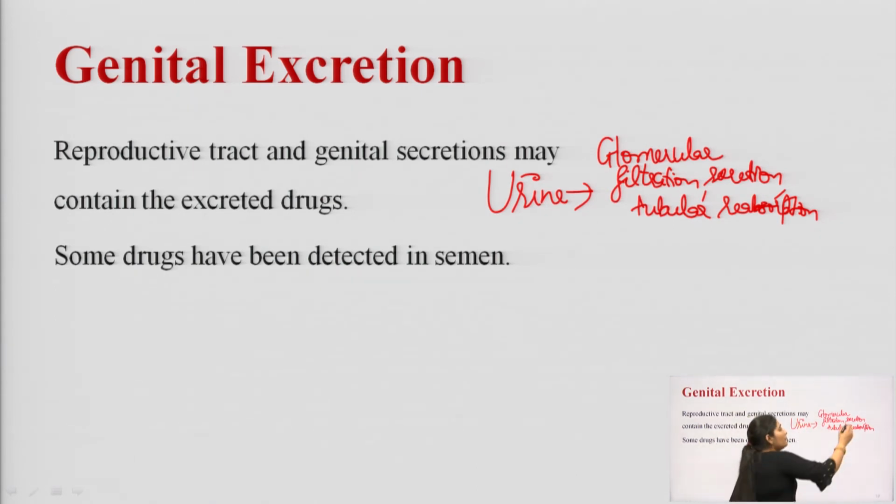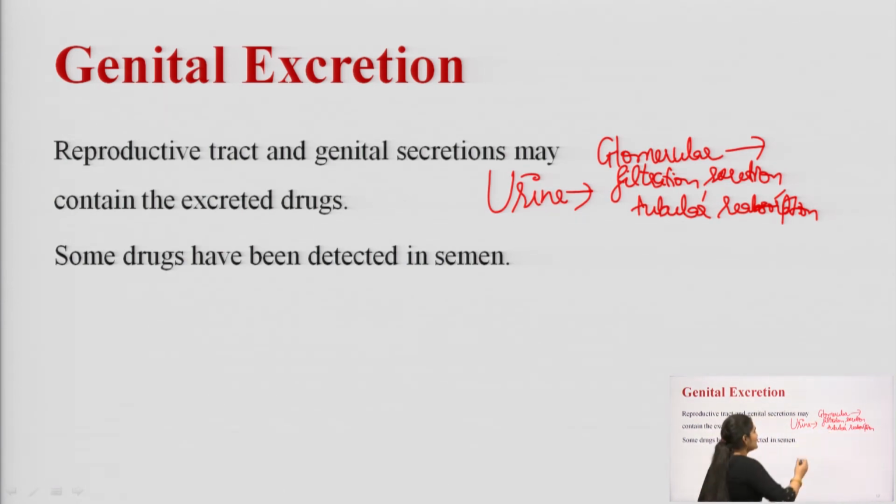And which type of drug molecule can be excreted into the urine? The drug molecules that are hydrophilic in nature, that are unbound, the drug component whose molecular weight or molecular size is less than 500 Dalton. That type of molecule can get easily excreted out into the urine.